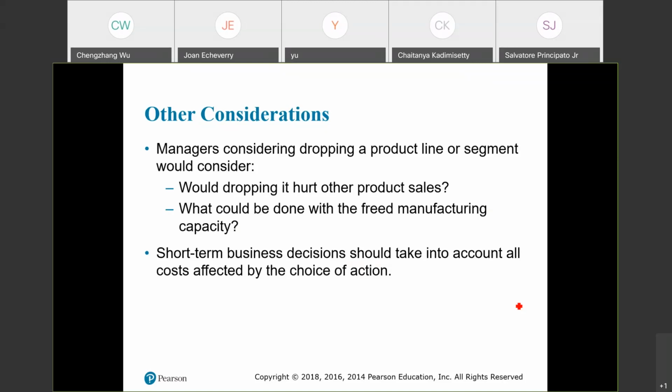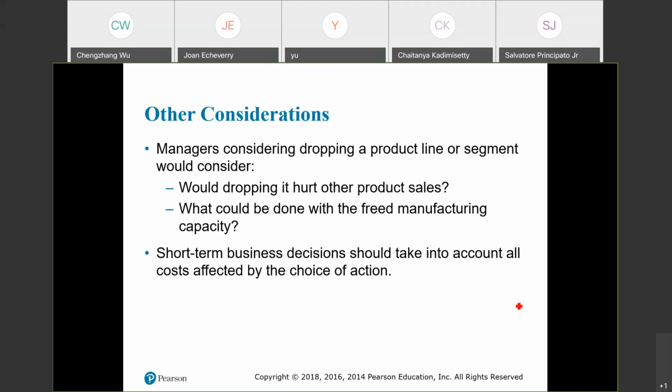Another example is a company that manufactures dining room tables and chairs. If the company drops the tables, there would be a definite effect on chairs, as most customers want to purchase chairs that match the table. So management should also consider what it could do with the freed manufacturing capacity.